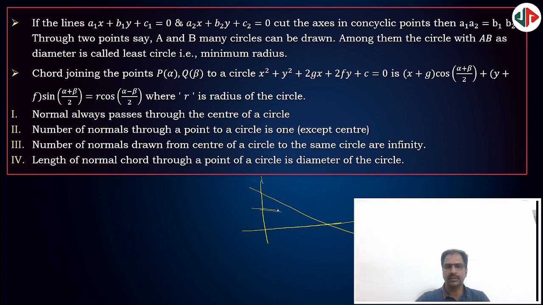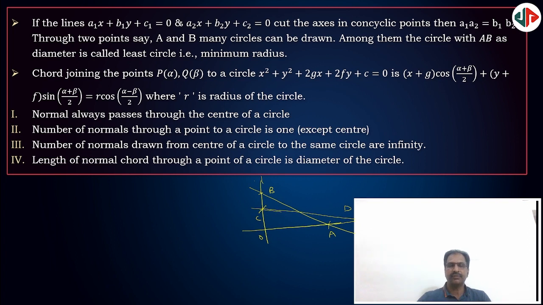Then let us say this is another line. The first line intersects the x-axis at A and the y-axis at B. The second line intersects at C and D. So those two lines are intersecting the coordinate axes at two points each.